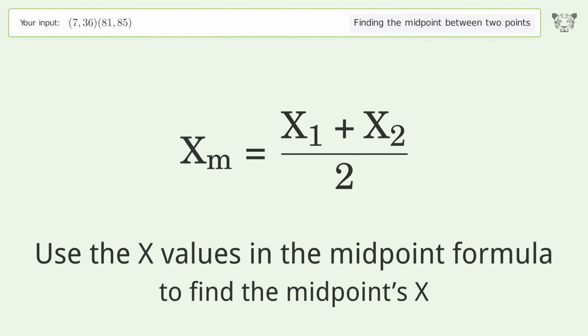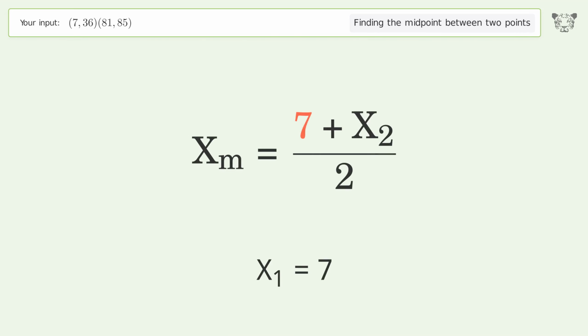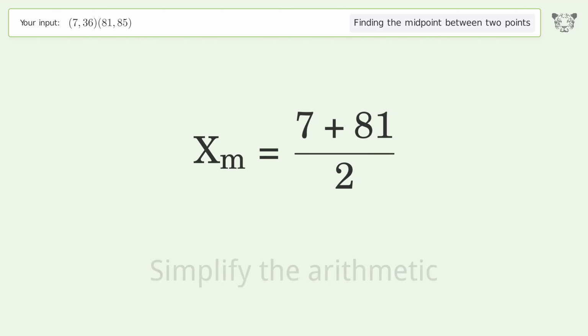Use the x values in the midpoint formula to find the midpoint's x. x1 equals 7. x2 equals 81. Simplify the arithmetic.